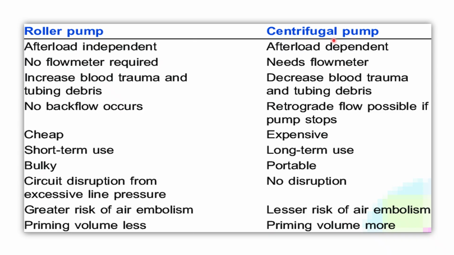For the centrifugal pump, it is afterload dependent, so we need a flow meter. There is decreased blood trauma and tubing debris. Also, retrograde flow is possible if the pump stops. It's expensive, can be used for long term, it's portable, with no circuit disruption and less risk of air embolism, and it requires more priming volume.